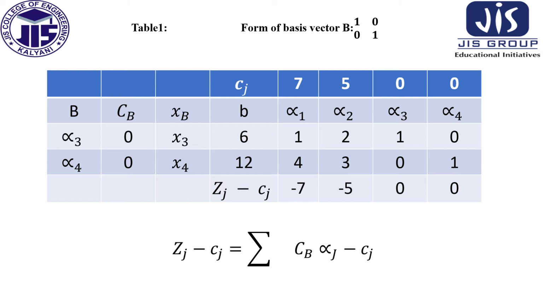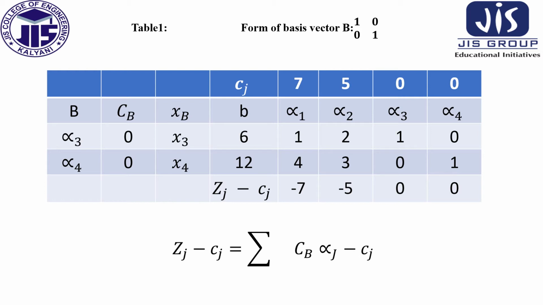Now from this table we have to find out the basis vector form. So what is the basis vector form? 1 0, 0 1. This is the basis vector form. So 1 0, 0 1 for two rows. If three constraints are there, this will be 1 0 0, 0 1 0, 0 0 1. So 1 0, 0 1.